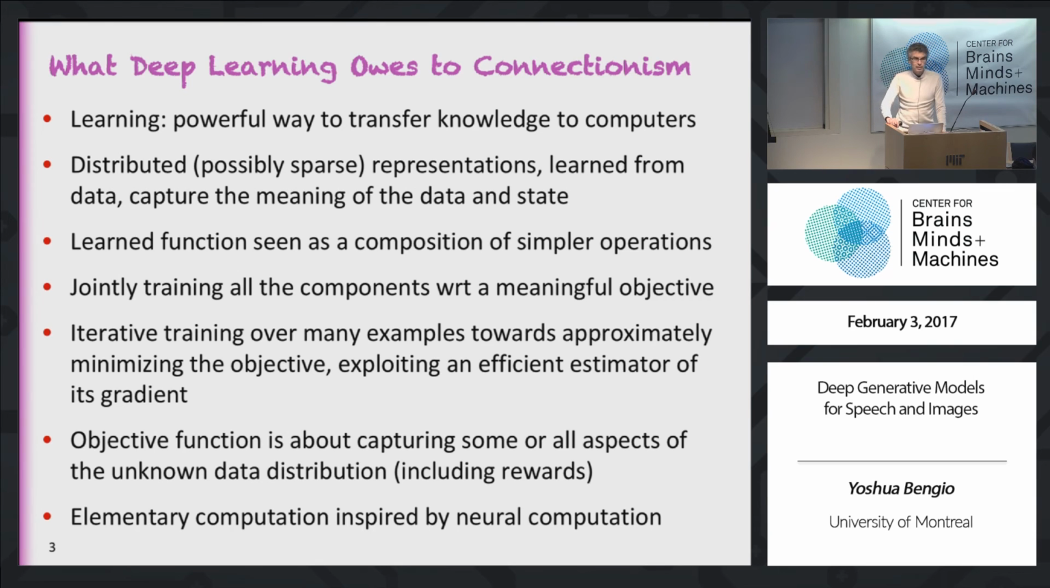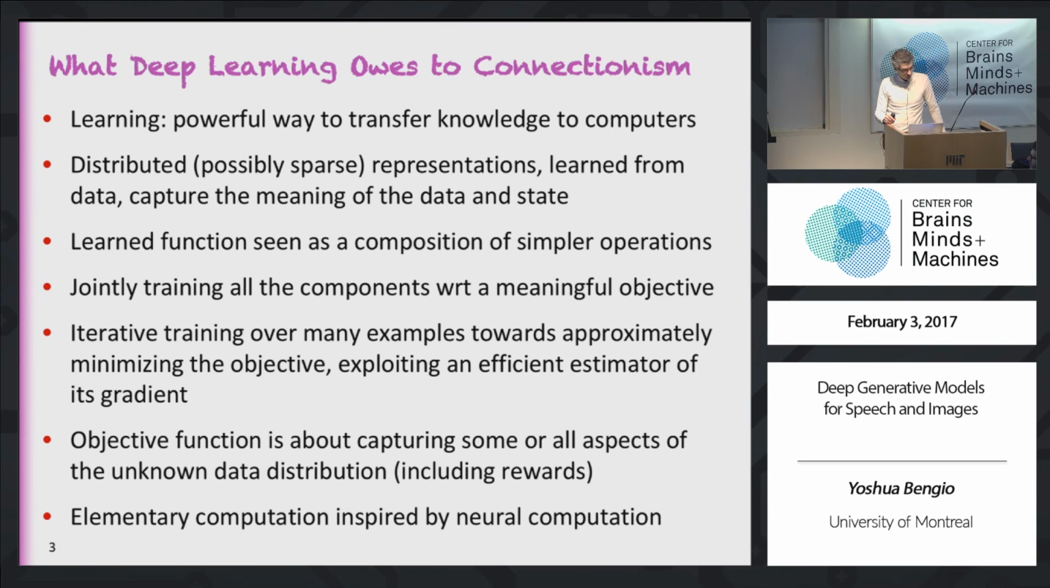And another really important one, I think, especially if you think about how people view learning in brains very often, is that these neural nets are jointly trained. In other words, all the components, all the layers are jointly trained with respect to a single objective that's meaningful from a learning point of view, from a theoretical point of view. And the way that learning works is by iteratively going through examples, each time slightly improving on minimizing that objective, and doing it in an efficient way.